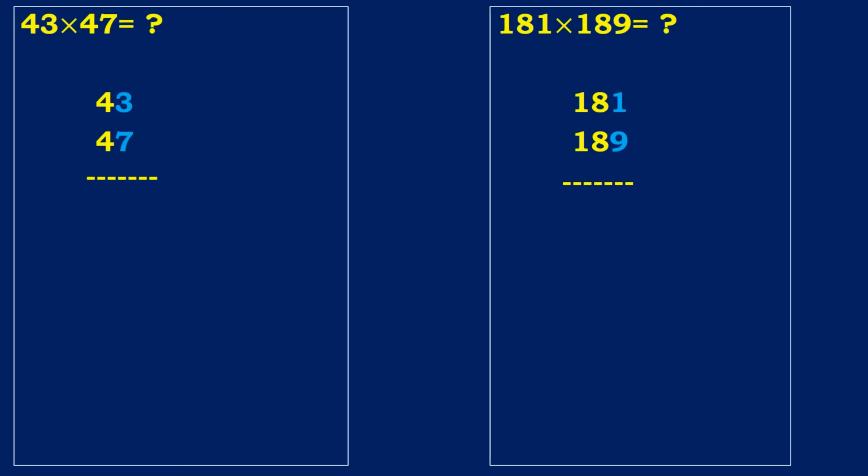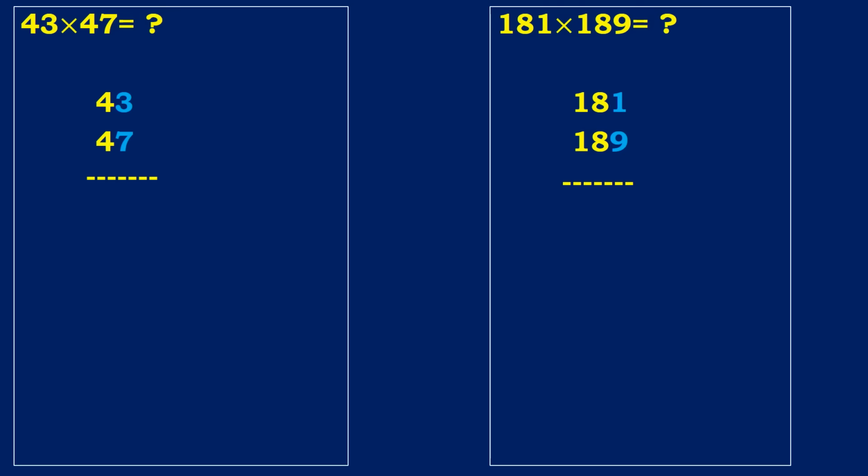For example, 43 and 47. As you can see here, the units place of the first number is 3 and the units place of the second number is 7. 3 plus 7 is equal to 10. The sum of the units place numbers is 10 and the tens place numbers are equal, which is 4. So, 43 and 47 here are referred to as complementary numbers.